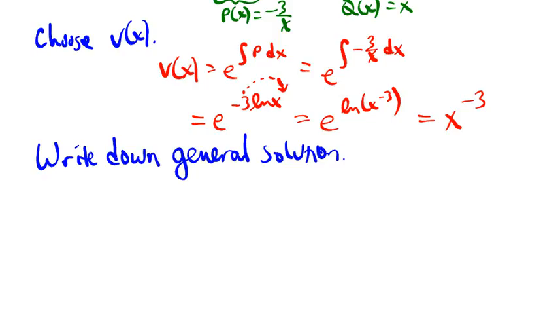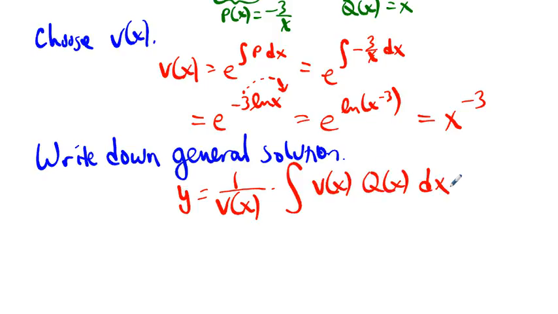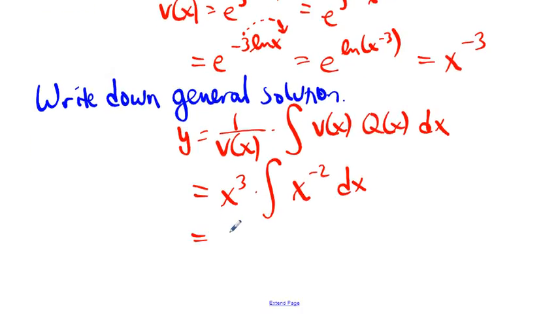And the general solution, you may remember, is that y is 1 over v of x times the integral of v of x, q of x, dx. Well, I know what 1 over v of x is. That's easy. Times the integral of v of x, q of x. Well, x to the negative third times x to the positive 1 is x to the negative 2. And the rest is super silly. The antiderivative here is negative x to the negative 1 plus a constant.